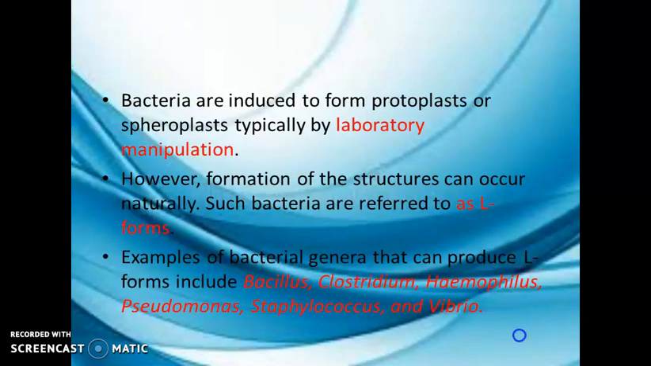The bacteria are induced to form the protoplast or sphaeroplast typically by laboratory manipulation. So they can be converted to these forms by laboratory manipulation. But the formation of the structures can also occur naturally. How? Such bacterial forms are called L forms, which we have discussed earlier. So naturally occurring forms are L forms. If they occur in the laboratory, then they are called protoplast or sphaeroplast. Examples of the bacterial genera that produce L forms, which we have already discussed, include Bacillus, Clostridium, Haemophilus, Pseudomonas, Staphylococcus and Vibrio.